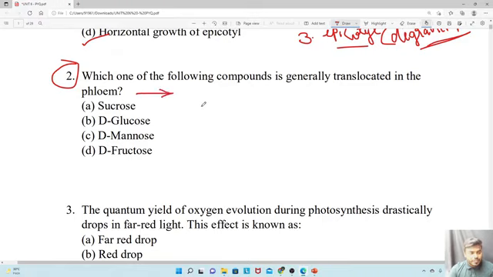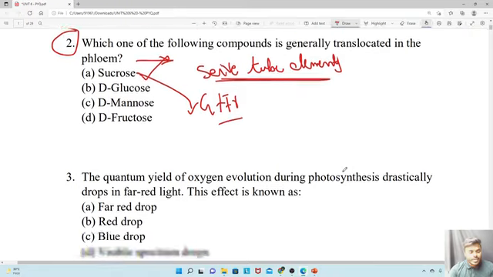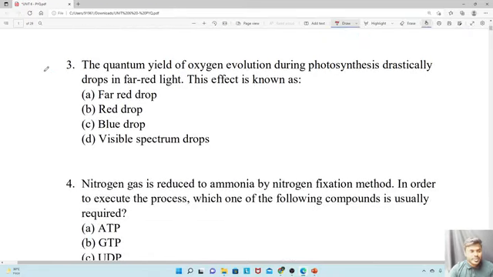In the sieve tube elements of the phloem, glucose cannot be transported, friends. Actually, this particular glucose can be combined with fructose and it is going to give rise to sucrose. Only sucrose can be transported in the sieve tube elements. That's good.